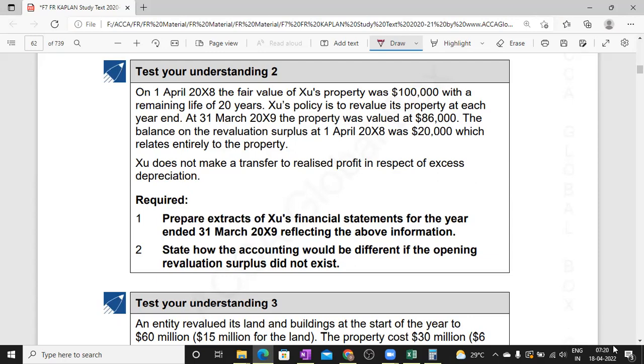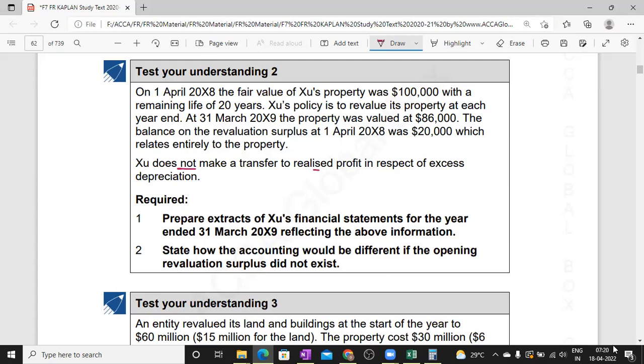So on 1st April 20X8, the fair value of X's property was 1 lakh with a remaining useful life of 20 years. X's policy is to revalue its property at year end. On 31st March 20X9, the property was valued at 86,000, and the balance on revaluation surplus at 1st April 20X8 was 20,000, which relates entirely to the property. And X does not make any transfer to realize the profit in respect of excess depreciation.